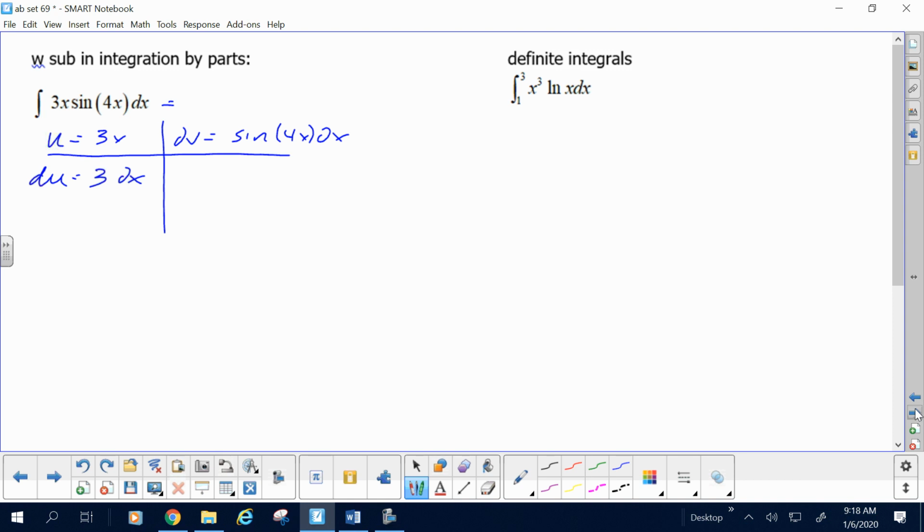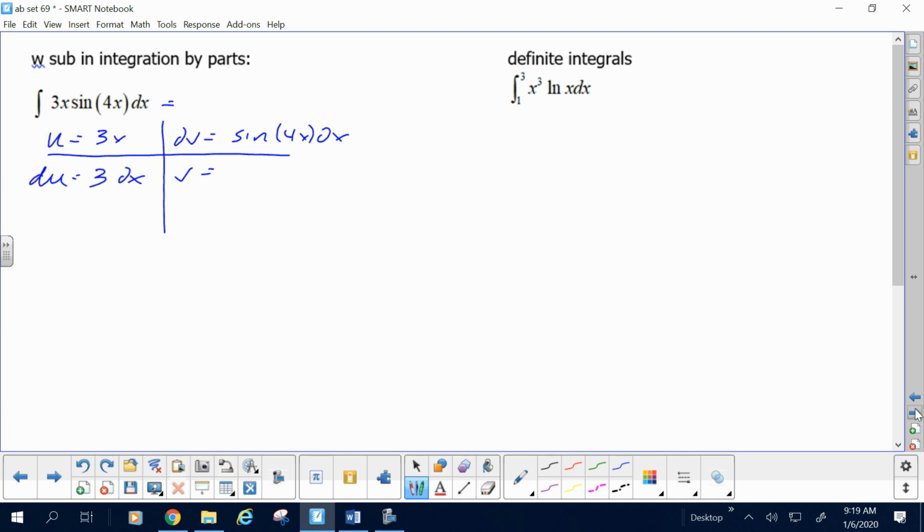There are really only two possibilities for the antiderivative. Either 4 cosine of 4x or 1/4 cosine of 4x. Which one works? Actually, it could be negative. So, just you tell me, what is v? Just by guessing and checking.